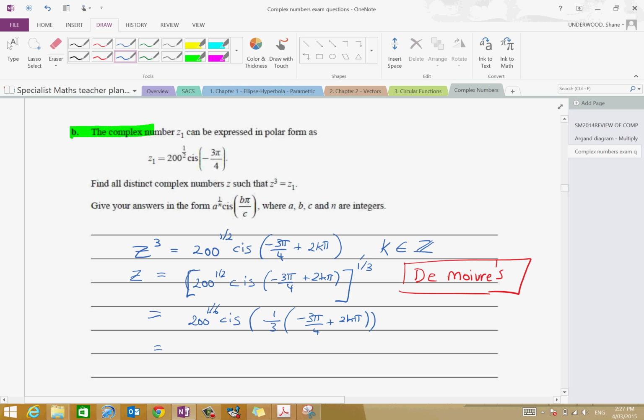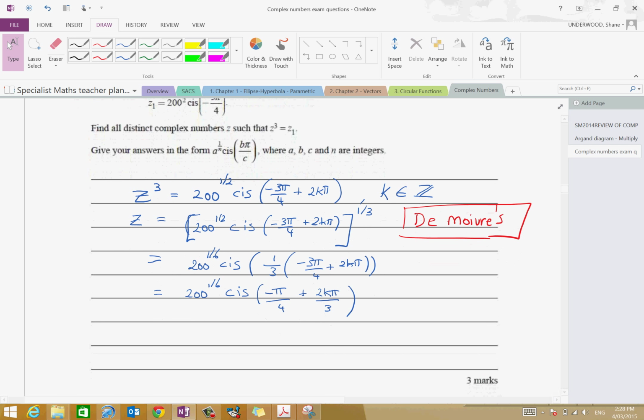Now that's going to be minus pi on 4, 200 to the power of 1/6, cis of minus pi on 4. And then I've got a third, plus 2k pi on 3. Do we agree with that? How many roots are we going to have? We're going to have 3.